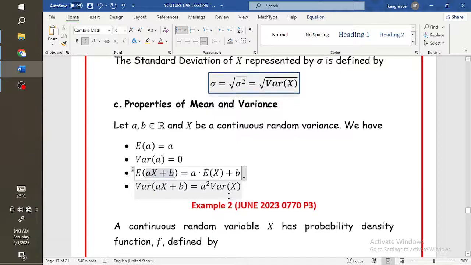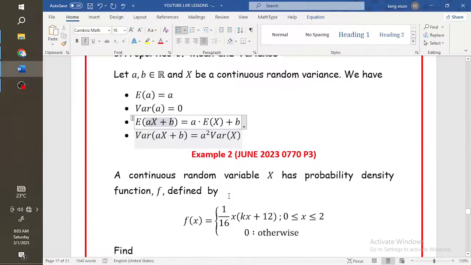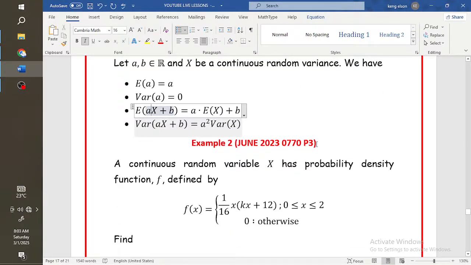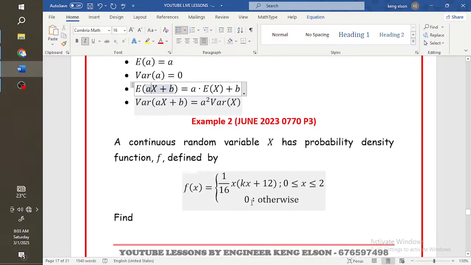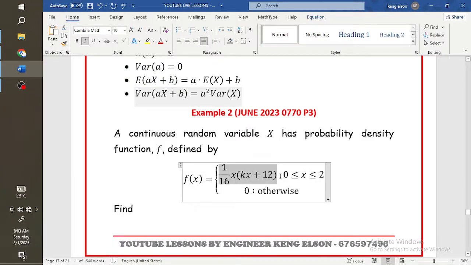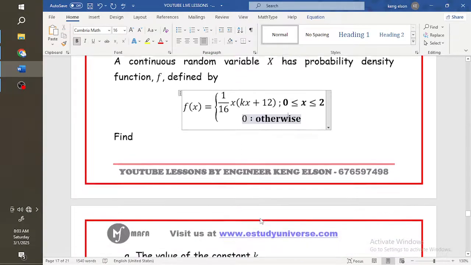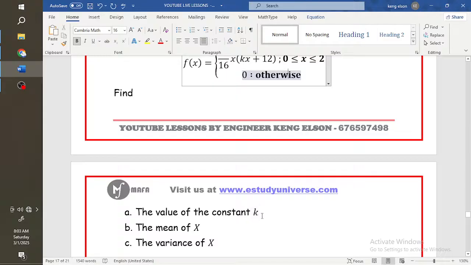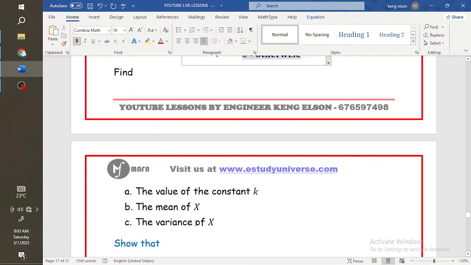Let's take our second example. Our second example is coming from June 2023, pure maths with statistics paper 3. So it reads, a continuous random variable x has probability density function f defined by this. So again, the interpretation: the probability density function f of x is equal to this function when x is in the interval 0 to 2, and when x is not in that interval, the probability density function is equal to 0. Okay, now the question says we should find the value of the constant k, the mean of x, and the variance of x.